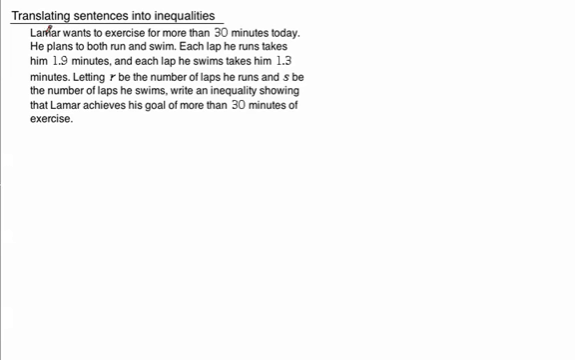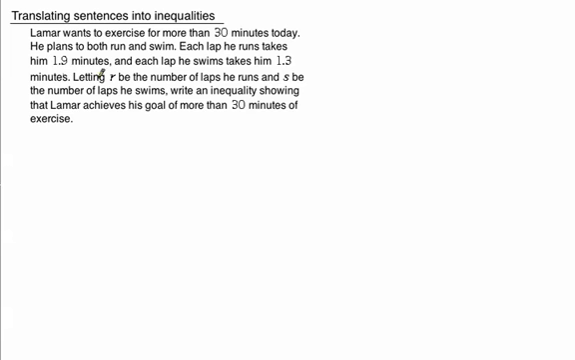So, as we look at this problem, it says Lamar wants to exercise more than 30 minutes today. Okay, so we're talking about inequalities. More than, that gives us a little sign. Let's read on. He plans to both run and swim. Aha! So there's two different exercises. Each lap he runs takes 1.9 minutes, and each lap he swims takes him 1.3 minutes.